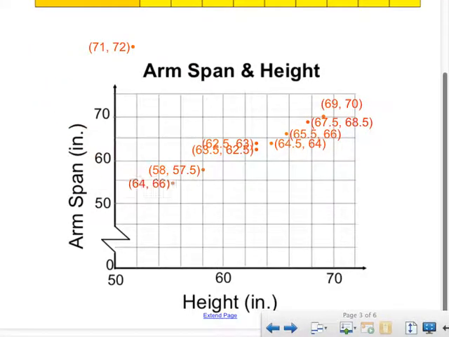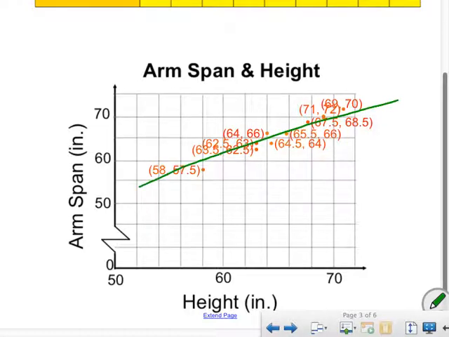Okay, 64 and 66, here's 64. 66. 71 and 72. All right, so if you look at this, if I was to draw a best fitted line through this cloud of points, do we have a positive or negative trend? Positive slope, negative slope for that line? Positive slope, so that's a positive trend for that scatter plot.